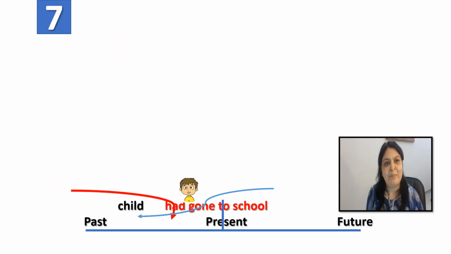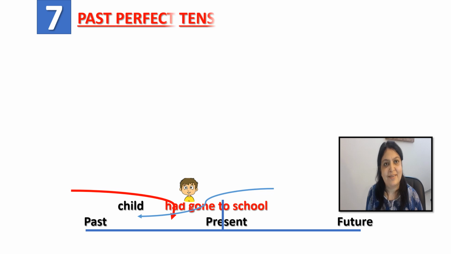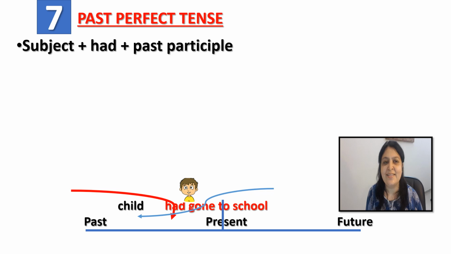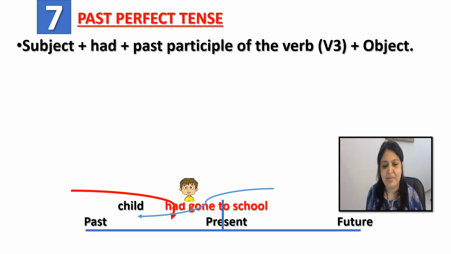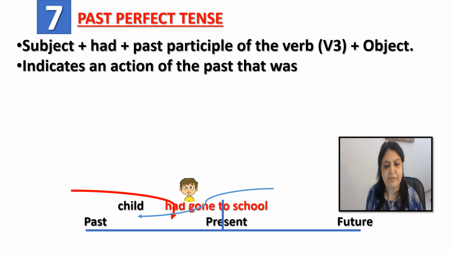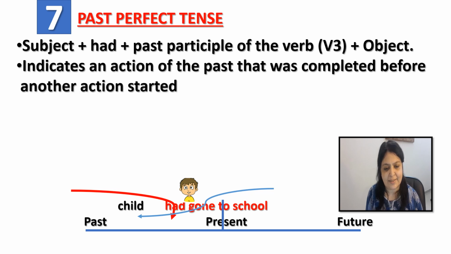Now let us look at past perfect tense. Past perfect tense has subject plus had, that is the past form of the verb to have, plus past participle of the verb, that is the V3 form of the verb, plus object. It indicates an action of the past that was completed before another action started. Here we are talking about the first past action when there are 2 or more past actions.